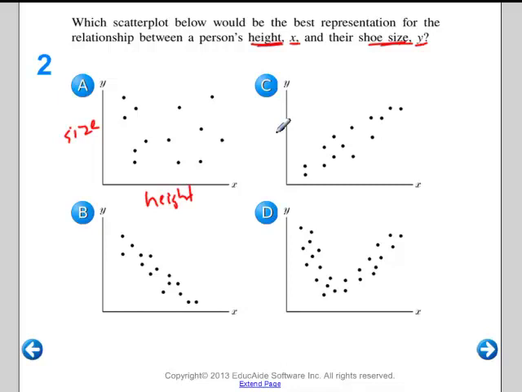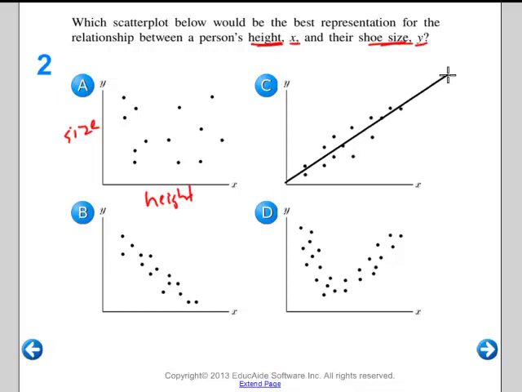What happens when we get taller with our shoe size? They get bigger. So as our height gets taller, or the numbers increase, our shoe size gets bigger, or the numbers increase. So when both the X and Y are both increasing, what correlation is that? Positive. Positive from your notes. Which one of these shows a positive correlation? C. A positive correlation is just like positive slope.